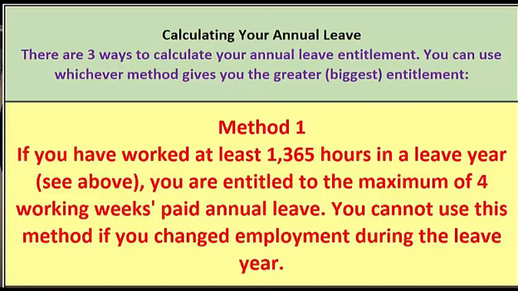Method 1 to calculate your annual leave entitlement. As our calculator does this automatically, you don't necessarily need to remember all the details of each method. If you have worked at least 1,365 hours in a leave year, you are entitled to the maximum of 4 working weeks paid annual leave, unless it is a leave year in which you change employment. If you have worked for at least 8 months, you are entitled to an unbroken period of 2 weeks annual leave. This means you can get 2 weeks off in a row. Please note that you cannot use this method if you changed employment during the leave year.